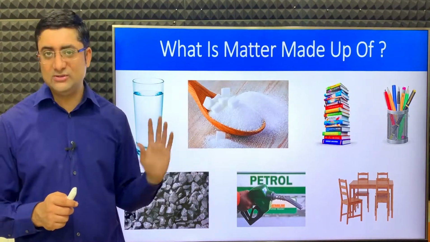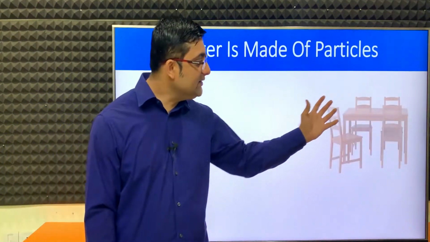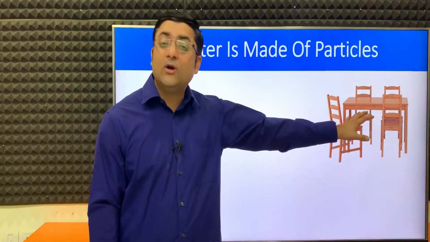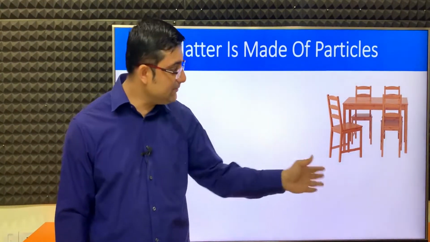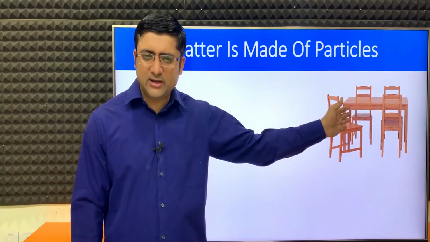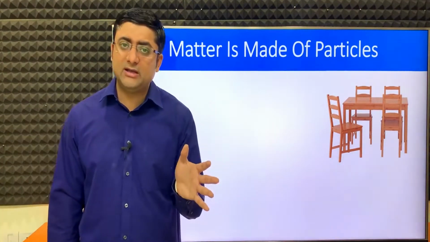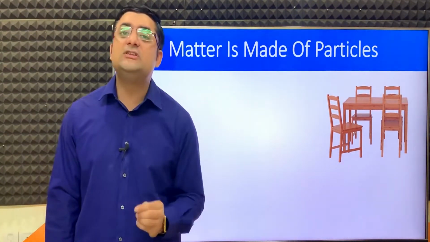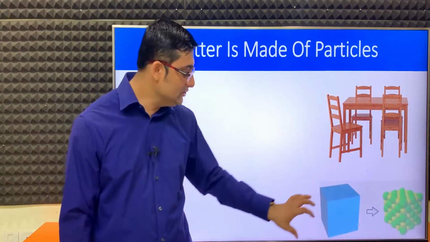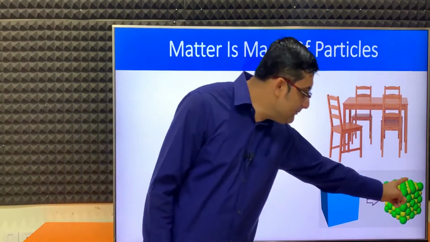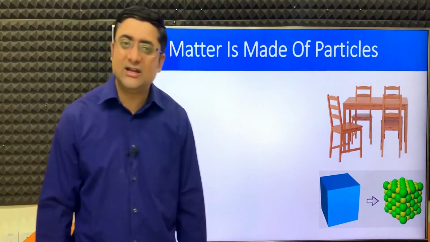So what is matter made up of? Atoms or molecules. So for example, look at this table chair over here, right? What is it made up of? You might say wood. What is wood made up of? So basically the concept is, if I start breaking down this table and chair into extremely small particles, ultimately I'll reach a point which is very small. That small particle is known as an atom or molecule. So all matter is ultimately made up of very small particles called atoms or molecules.